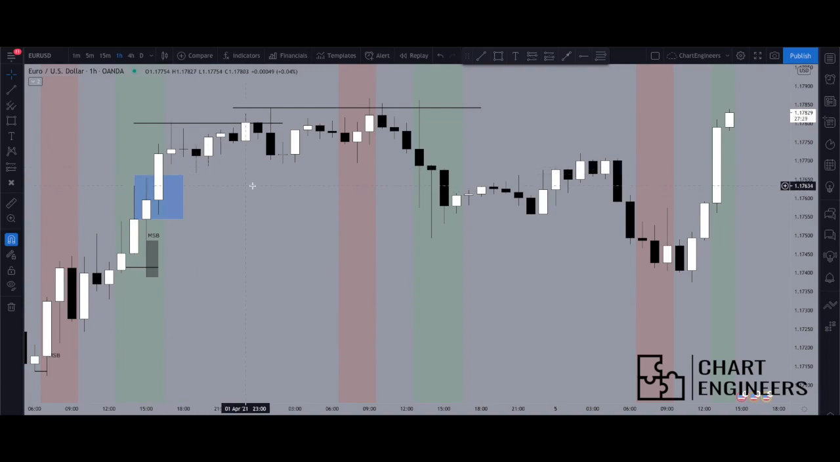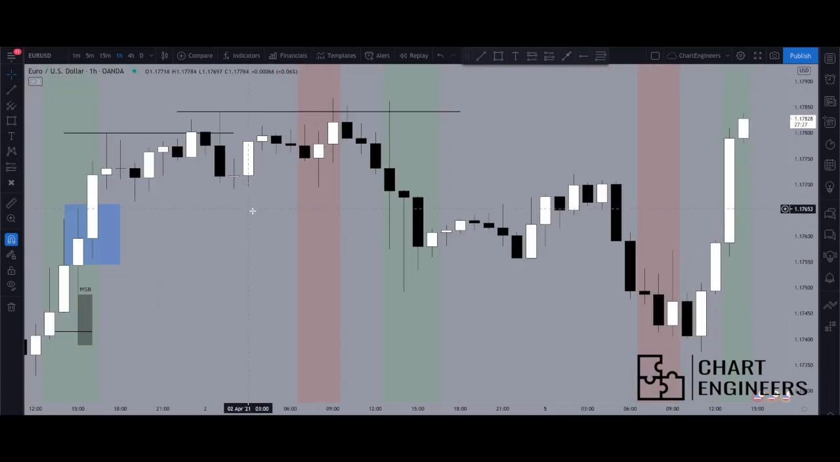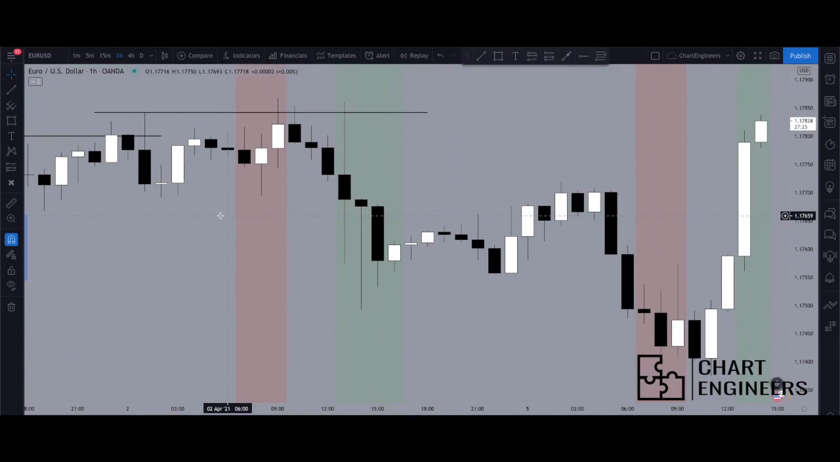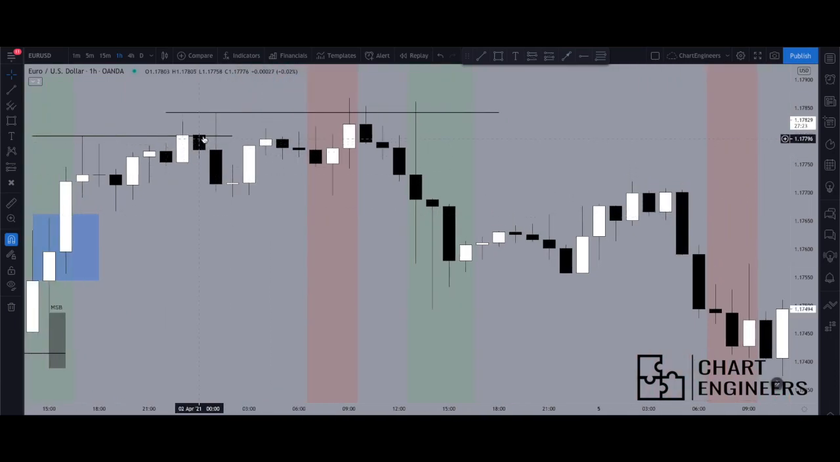We don't have any H1 fair value gaps, but we see that we have a H4 liquidity raid over here. So coming into the London session you would be bearish. So over here you're bearish. We also have a H1 liquidity raid and another H1 liquidity raid over here. So price is actually looking very bearish.